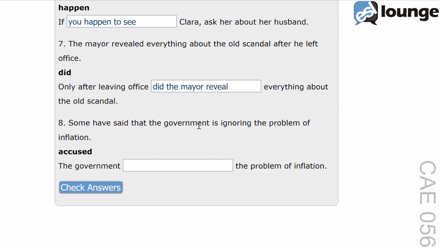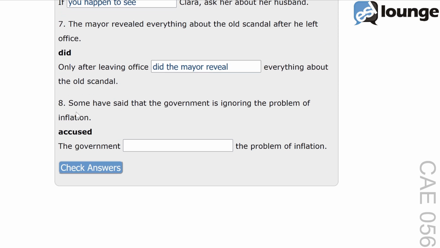Finally, question number 8. The original sentence is, "Some have said that the government is ignoring the problem of inflation." The keyword is "accused". And the second sentence is, "The government blank the problem of inflation." The correct answer is, "The government has been accused of ignoring the problem of inflation."